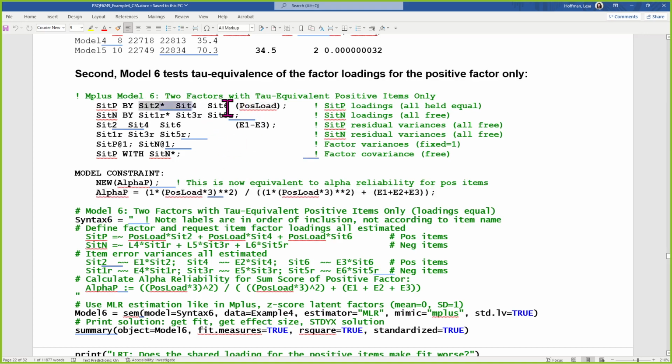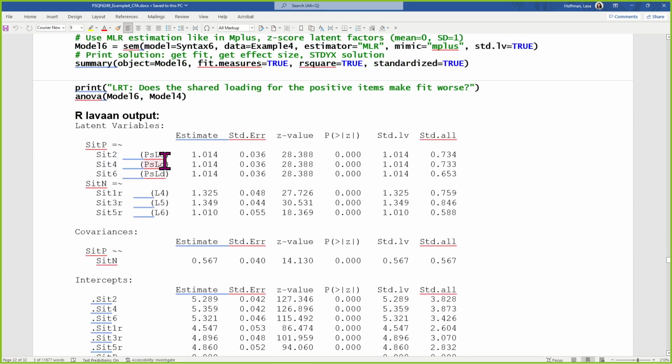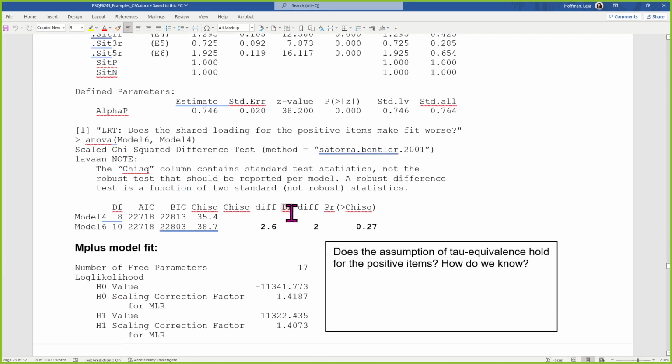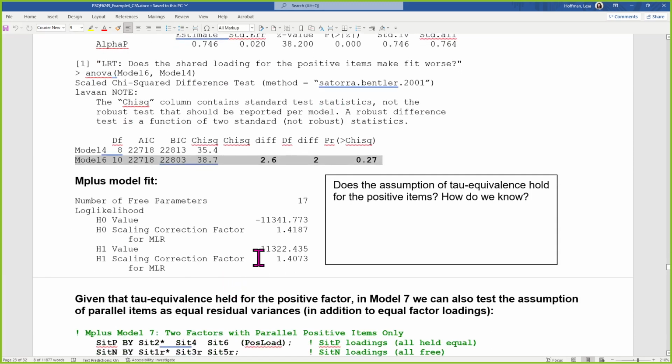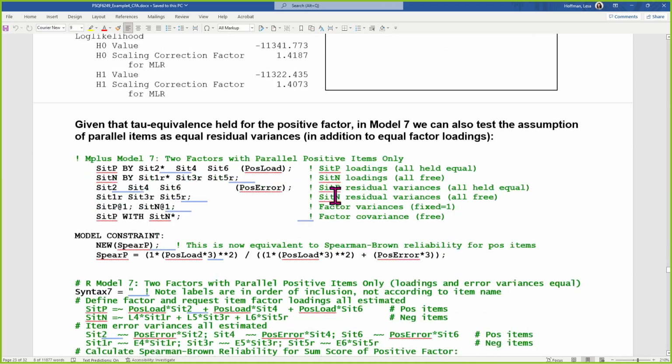So 3 loadings down to 1. Those are my 3. Survey says, okay or not okay? Chi-square difference is 2.6 on 2 degrees of freedom, p-value of 0.27. Not worse, which means good enough that I could make them the same. So that would mean that alpha or omega would be acceptable because the assumptions underlying alpha hold in this case.